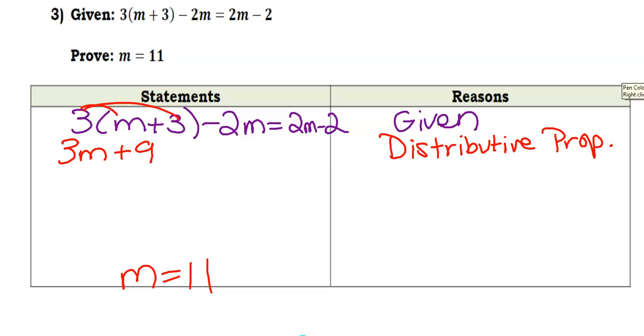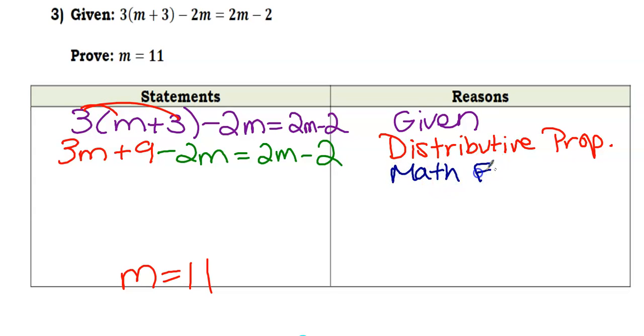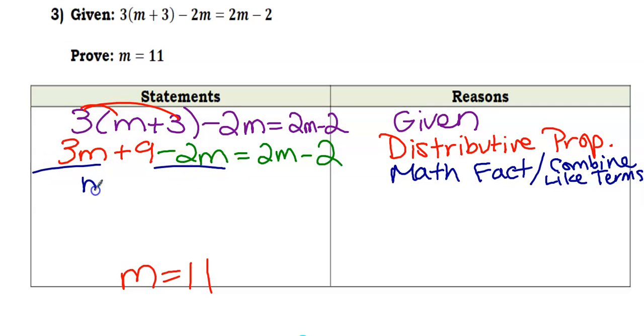Okay, then I'm going to drop everything else down. All right, so this next step I didn't write before, but we can call this a math fact, or you can also call it combining like terms. Now, what do I mean by that? Well, do I see anything in common, like terms? Well, I have a 3m and a negative 2m, which is an m. So m plus 9, and then drop everything else down.